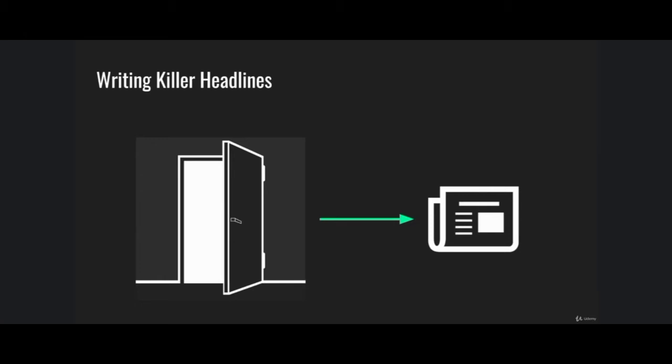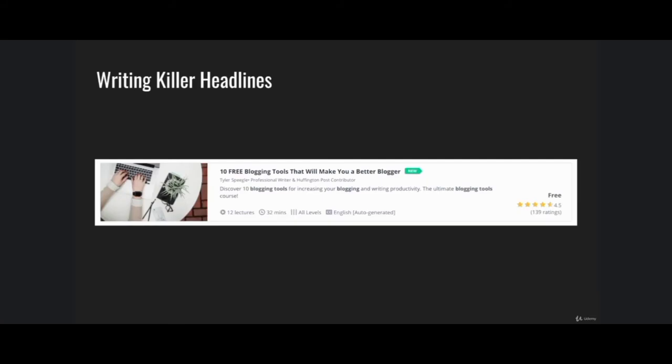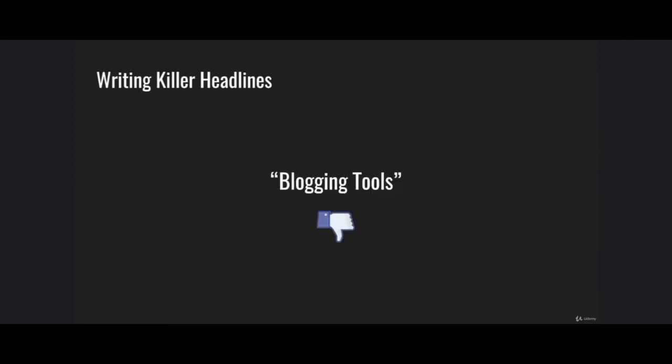To help you out, I want to give you a killer headline writing hack. To write killer headlines, the key is to focus on the benefit, not just the facts. So for example, I have a course right now on Udemy that's called 10 Free Blogging Tools That Will Make You a Better Blogger. I had a decision to make to write the headline for that course. I knew how important it was to speak to an audience so that they would click and want to enroll in that course. I could have just made the headline blogging tools.